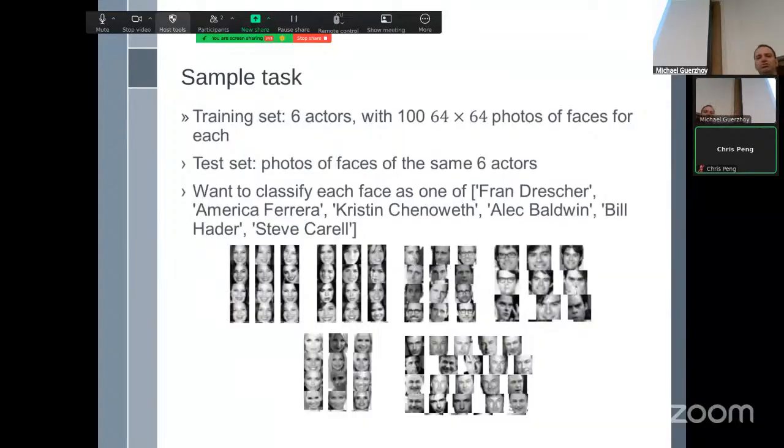We haven't gotten to neural networks yet, but now we do have neural networks. So here's a concrete sample task that I'm going to run with. I didn't actually have Beatles face images, so we have those people.